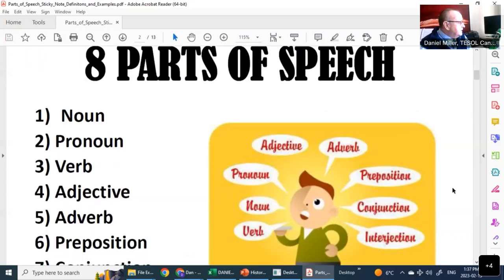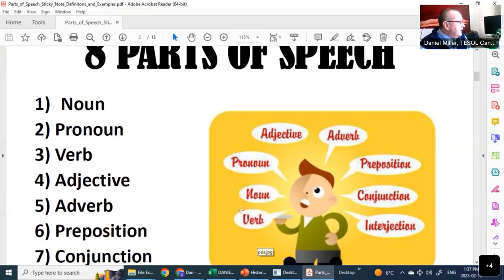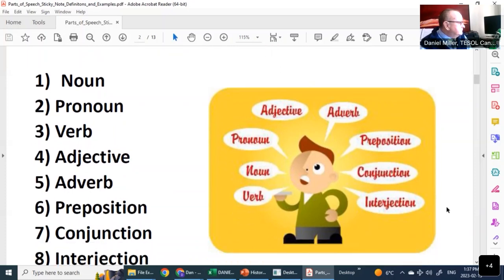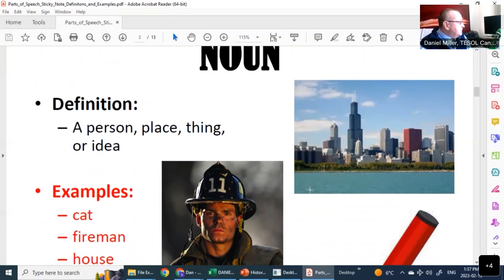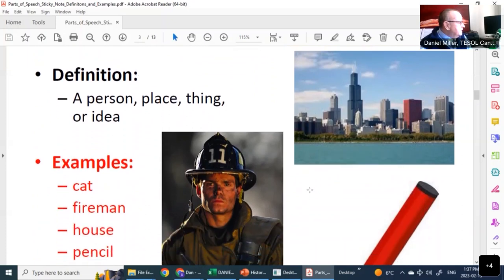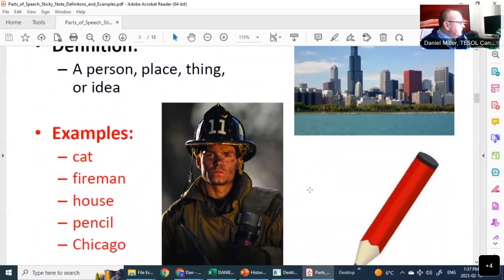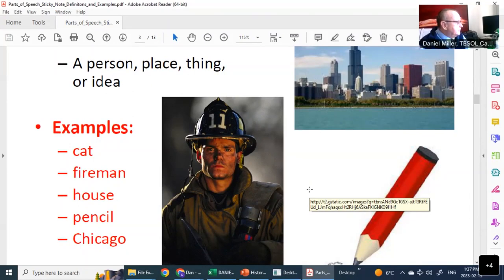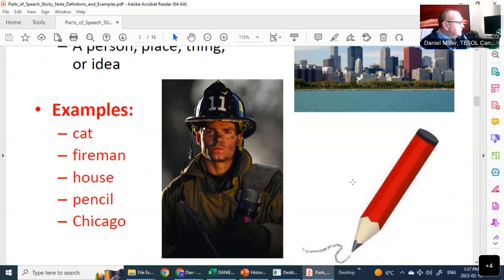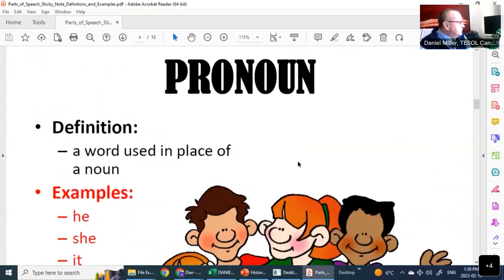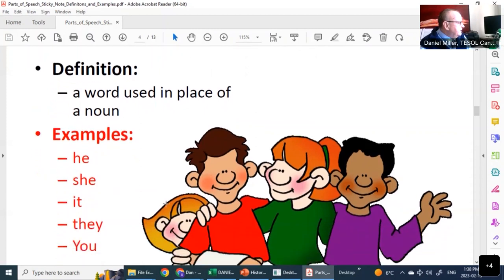So the 8 parts of speech are verb, noun, pronoun, adjective, adverb, preposition, conjunction, and interjection. Those are the parts of speech. And then each part of speech is described with pictures. A noun is a person, place, thing, or idea. Examples are cat, fireman, house, pencil, Chicago. So animals, people, places, things, cities. A pronoun is a word that is used in place of a noun. Examples are he, she, it, they, you, and we.